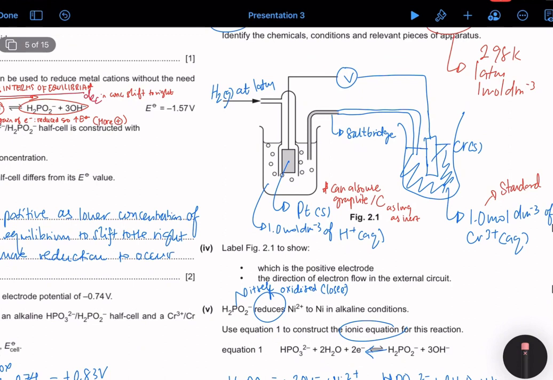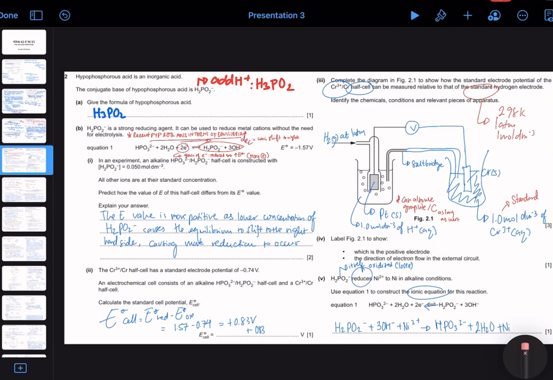The other one is connected with your Cr electrode, and your Cr electrode is submerged in the standard solution of 1.0 mol per dm3 of Cr3+. Also with this, you would usually be required to add a salt bridge and your voltmeter. Don't forget that, because we're doing the standard hydrogen electrode.